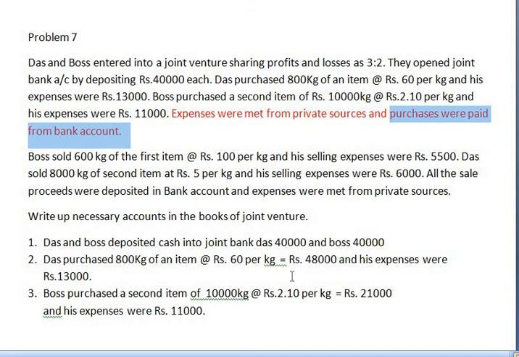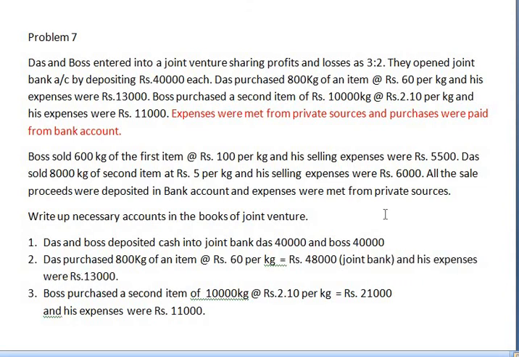So here Das purchased rupees 48,000 worth of material. So the purchases payment made through joint bank. And the expenses were met from private source. Here expenses is how much? 13,000, and this 13,000 is paid by private source, nothing but here private person is Das. So Mr. Das pays all the expenditure himself, only the purchases are paid by the bank.